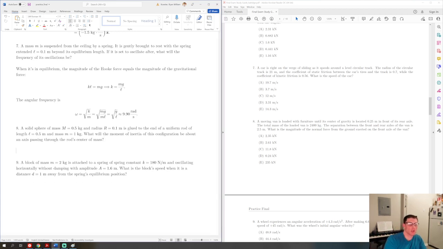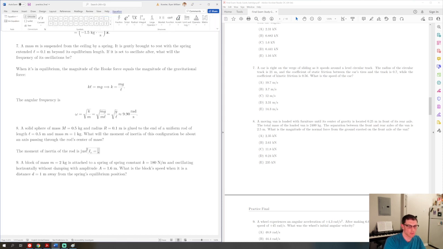So what we have to do here is figure out what the moment of inertia of the rod is. This is simple because we have a ready-made formula for this, right? So the moment of inertia of the rod is just 1/3 ml squared, if I remember my moments of inertia, which is questionable.